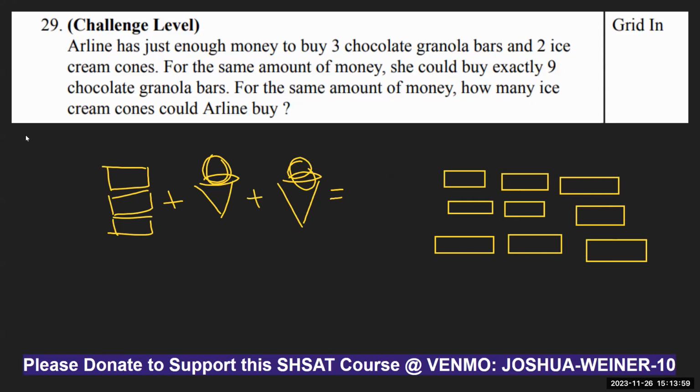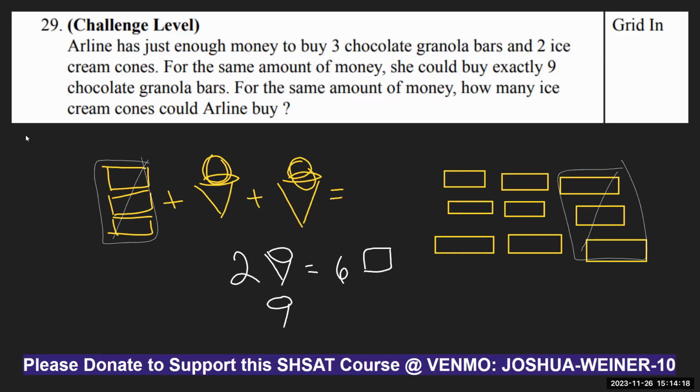Just put it that way. Here are 3 granolas. We'll cross that off. I'll set off 3 granolas on this side. Then 2 ice cream cones equals 6 granola bars. So that means 1 ice cream cone must equal 3 granola bars.